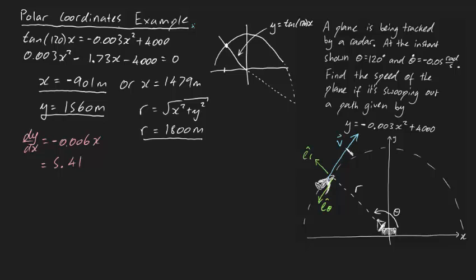So we've found the gradient of our curve at this point, and this helps us find the angle of our velocity vector, because of course our velocity vector is always tangent to the path, right? So let's draw our velocity vector just here. We know it has a gradient of 5.41, which means its rise over its run is 5.41, which means that the angle from the horizontal, gamma, is given by tan gamma equal to 5.41. You solve for gamma, and gamma is going to be equal to 79.5 degrees.